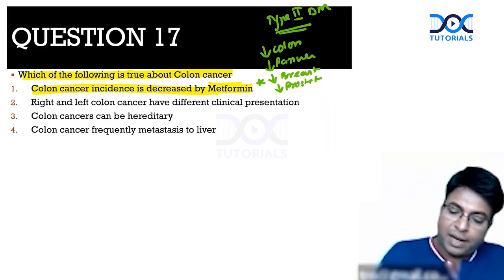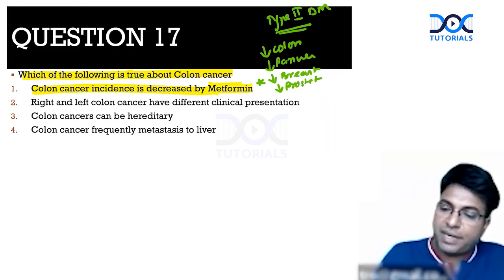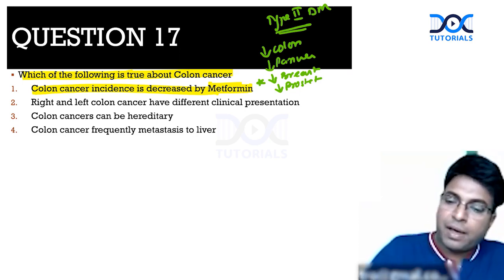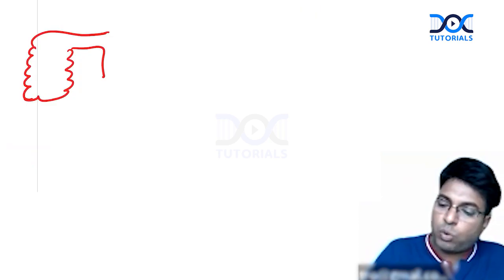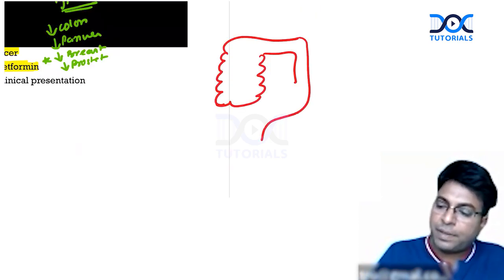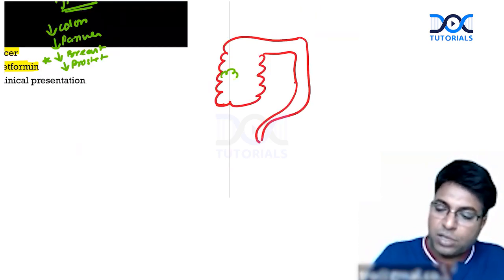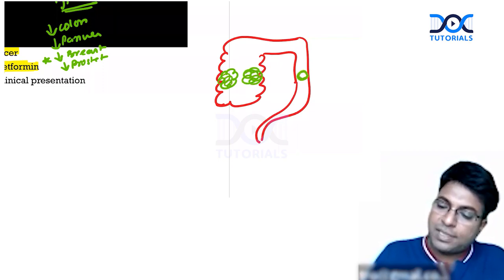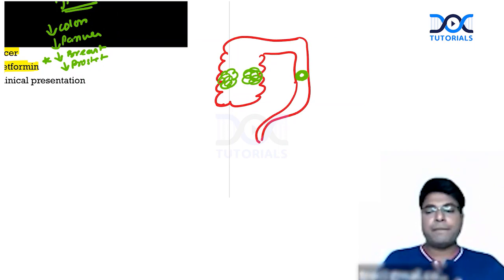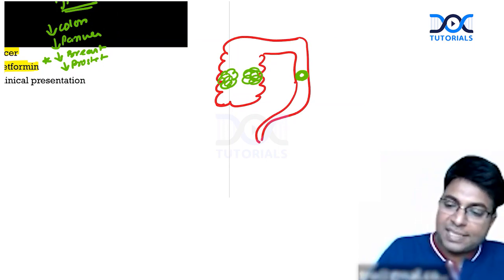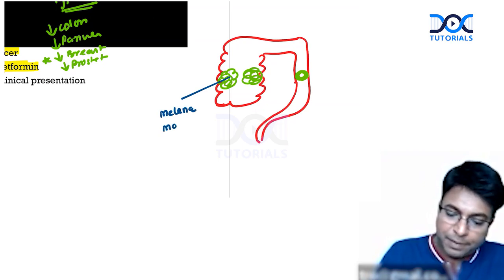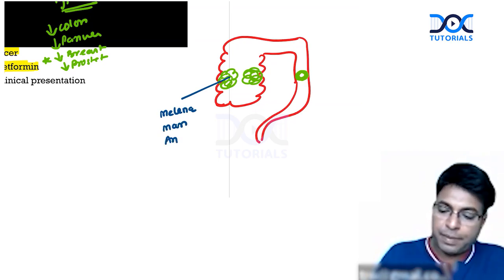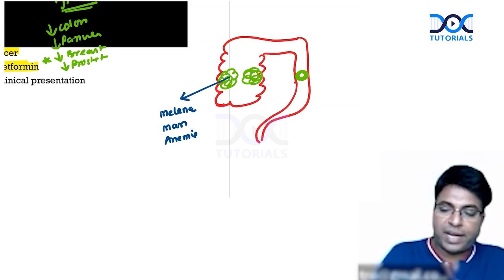You should know that right and left colon have different presentations. Undoubtedly, you know that very well. Right colon has a big diameter like this. Left colon has a narrow diameter like this. So in the right colon, the cancers are proliferative growths. In the left colon it is a stricturous growth. Therefore, right-sided colon cancers present with melena, mass, anemia.